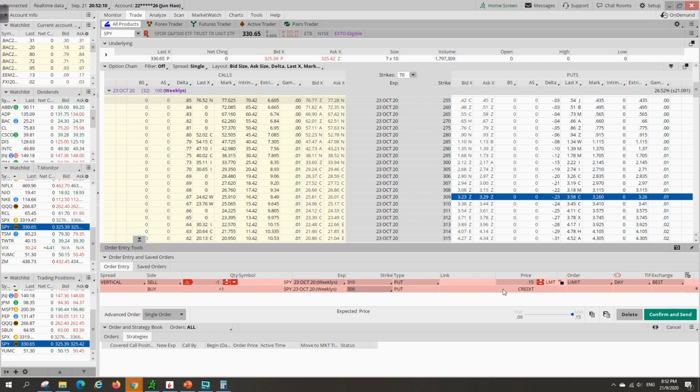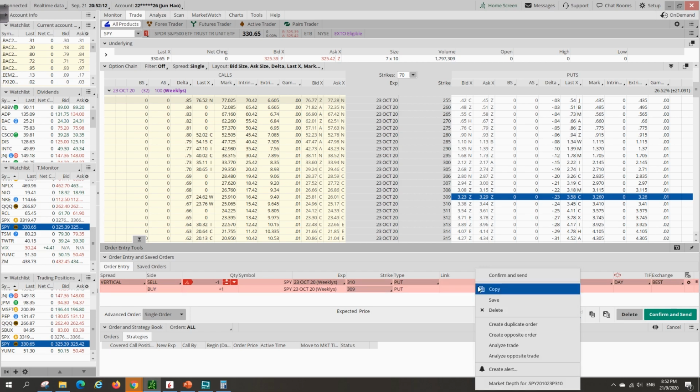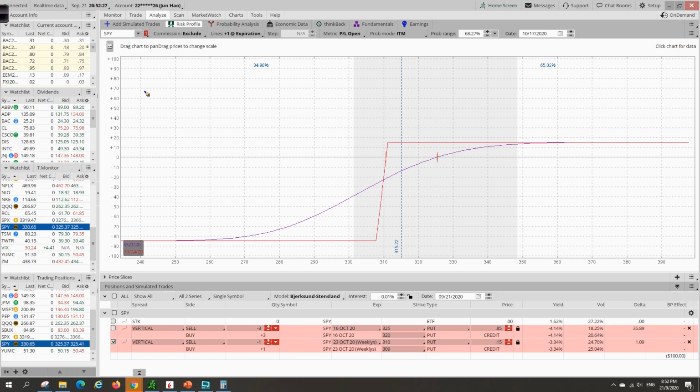Before you go on to execute the trade, always right click and then click on Analyze Trade and look at your risk profile. This is the risk profile of the trade that we are looking at right now. On the x-axis is the price, and on the y-axis is your profit and loss. We have the zero mark over here, so anything above that is your profit, anything below is your loss.